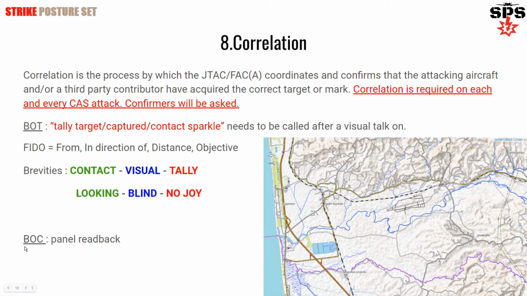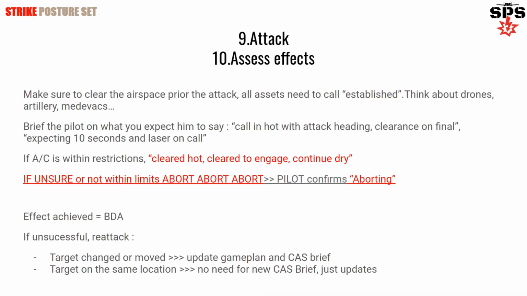So bomb on coordinate is just that panel readback that you need to do. You just need that line 4 and 6 from the system, and you will be done with it. So we are now moving on to attack and SSFX, which is step 9 and 10.